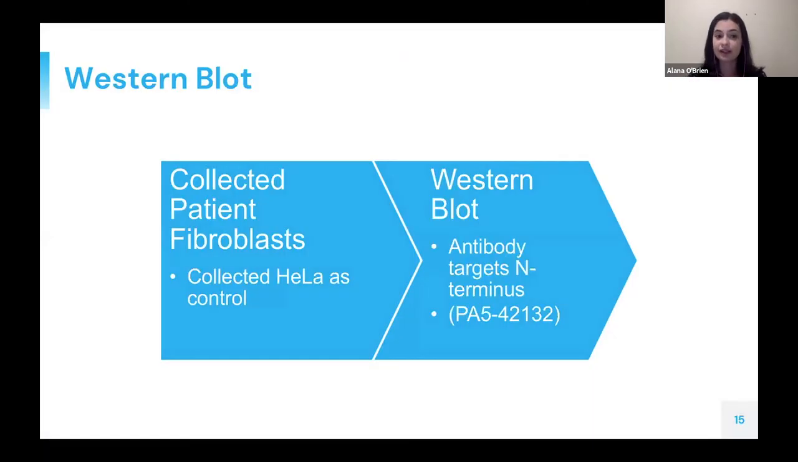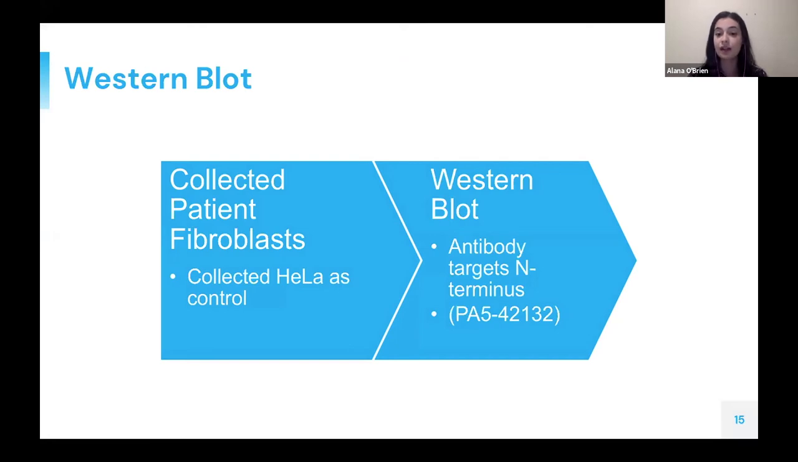So in order to investigate this, we again collected those patient fibroblasts. This time we used HeLa cells as a control. SLC6A8 is moderately expressed in HeLa cells. Unfortunately, those unaffected patient fibroblasts that we had from earlier, we ended up losing them to some equipment malfunction recently. So in order to get some of these results out to everyone here quickly, we used HeLa as the control.